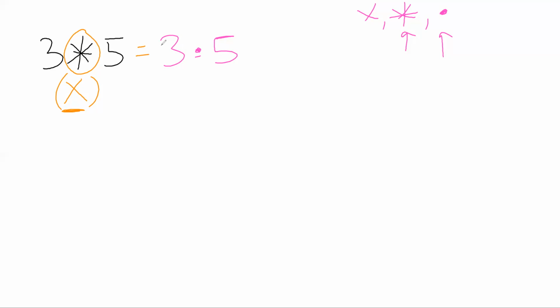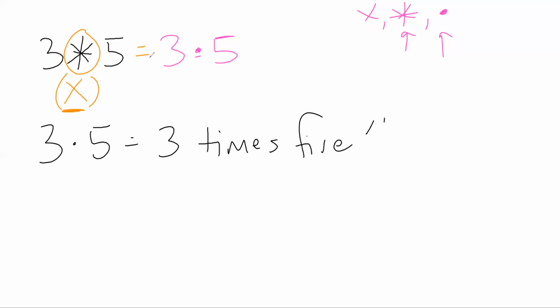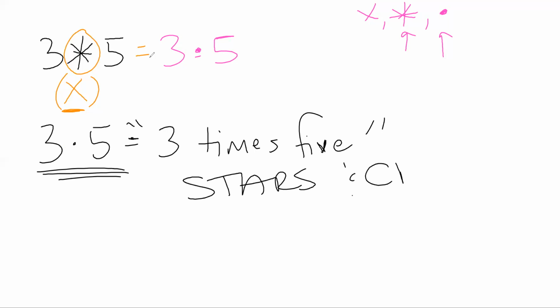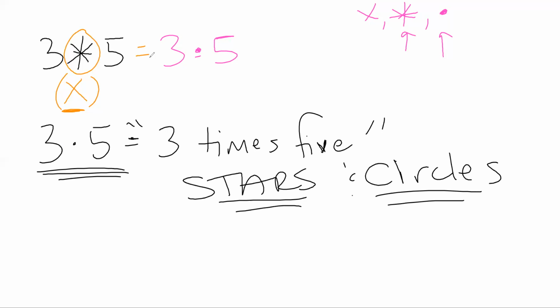So that's what this really means. We're always thinking about how we read things. So again, this is telling me that I have 3 times 5, right? That's really what this sentence says. So once we start to make sense of what our sentences are telling us, we can think about how to solve them. And there are so many different ways that we can solve multiplication problems. One we're going to look at today is this idea of what we like to call stars and circles. And it's just another amazing, great way to model the way we solve.